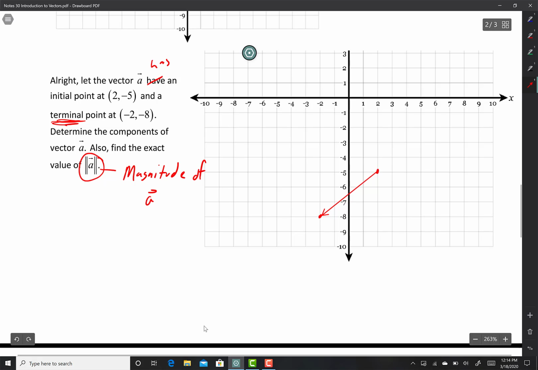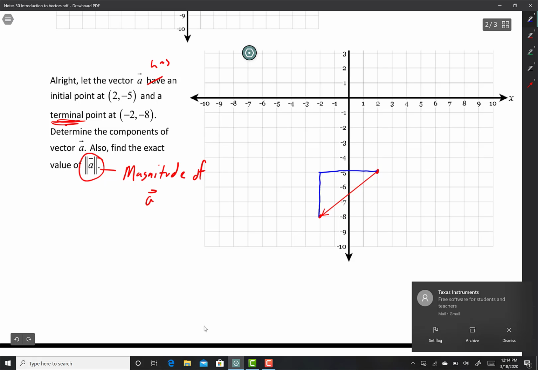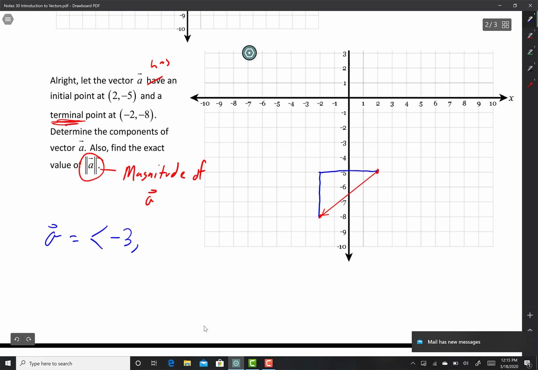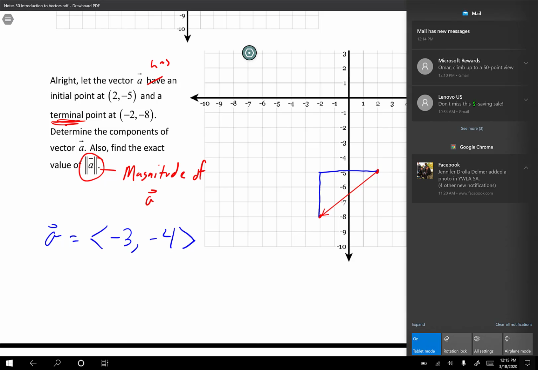Now, I want you to notice, what did it say? Determine the components. So what are my x and y components? How many times did I move to the left? I moved 1, 2, 3, 4 to the left. And then how many times did I move down? 1, 2, 3. So my component vector A is nothing more than 3 to the left, so -3, and then 4 down, -4. That's my component vector, which just means your x and y.